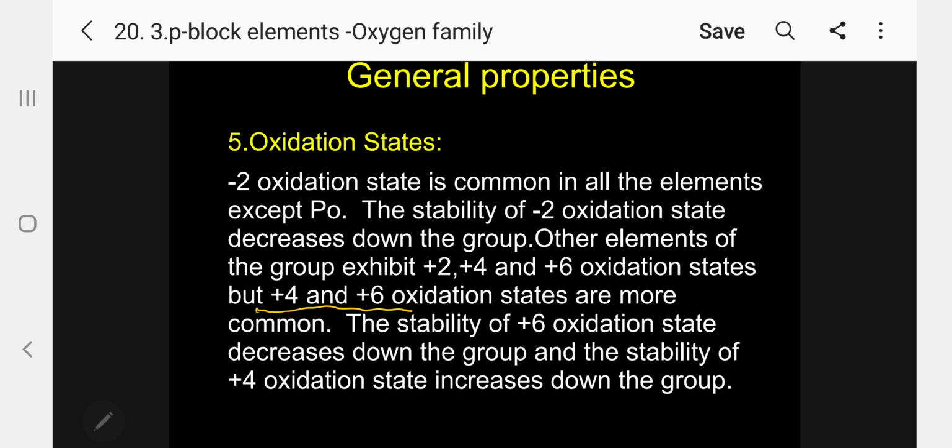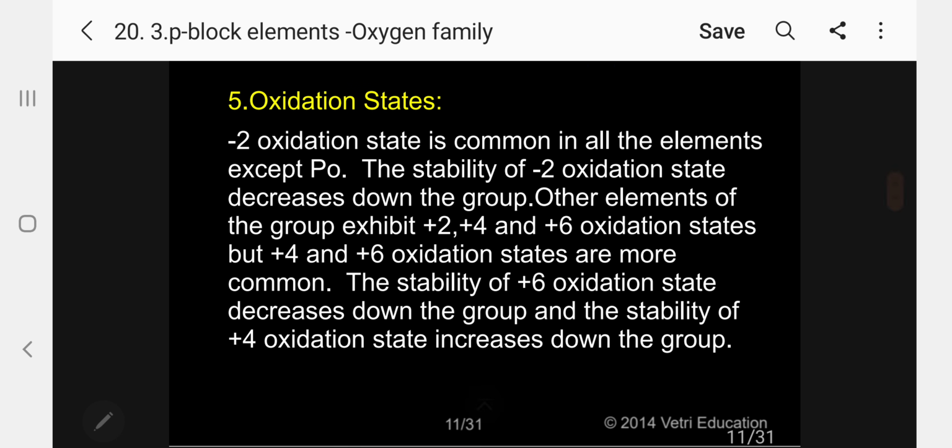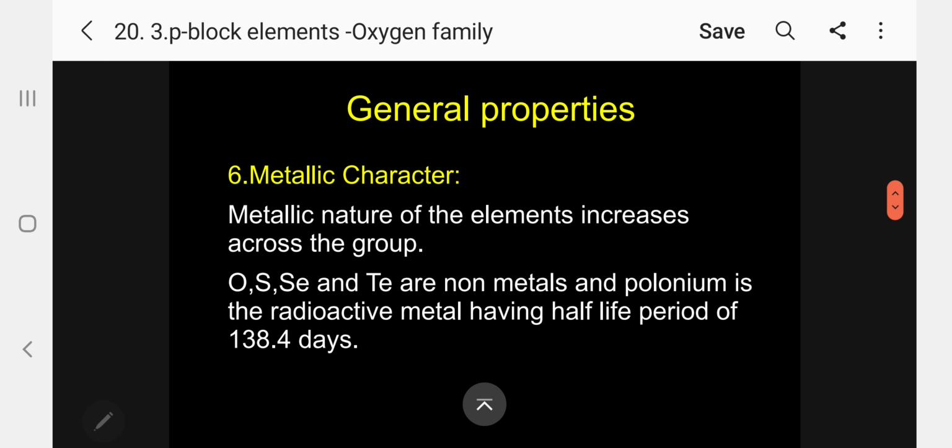+4 and +6 oxidation states are more common. I told you already, SO2, SO3. The stability of +6 oxidation state decreases down the group, and stability of +4 oxidation state increases down the group. Kindly follow. Let me go for metallic character.